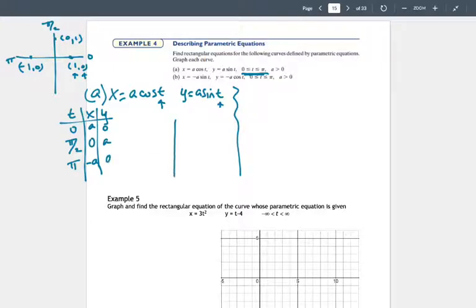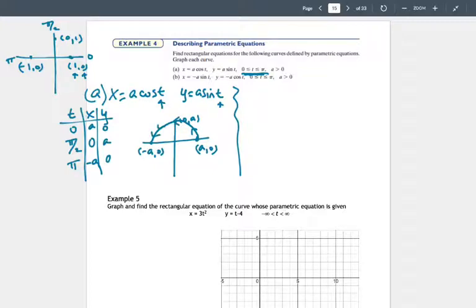So basically, you've got a point right here at (a, 0). You have a point right here at (0, a). And you have a point over here at (negative a, 0). And so you should see that you just have a half circle. It started here and it went in this path.